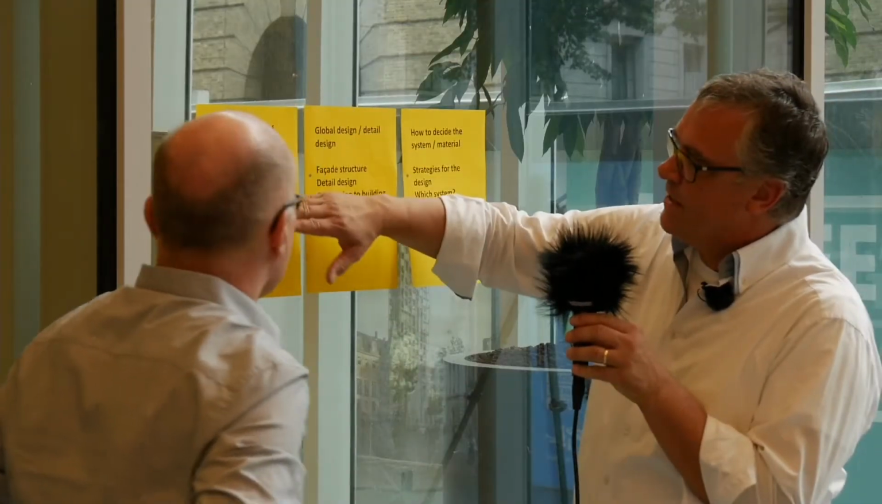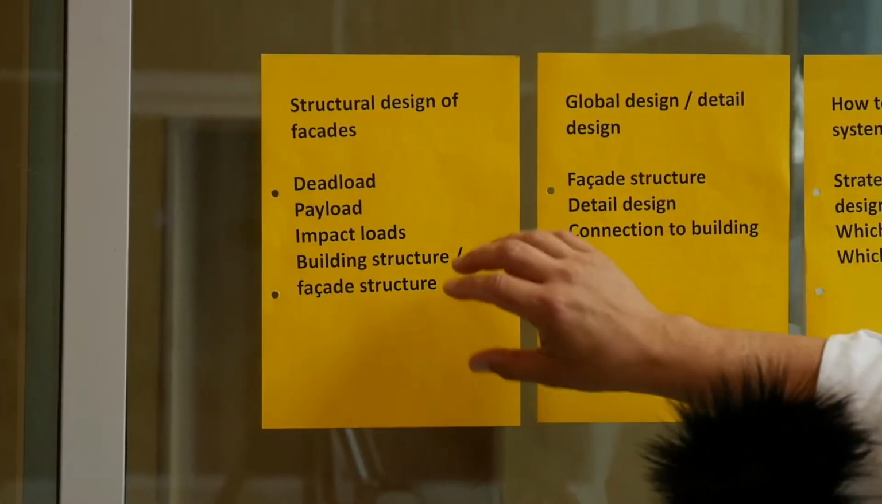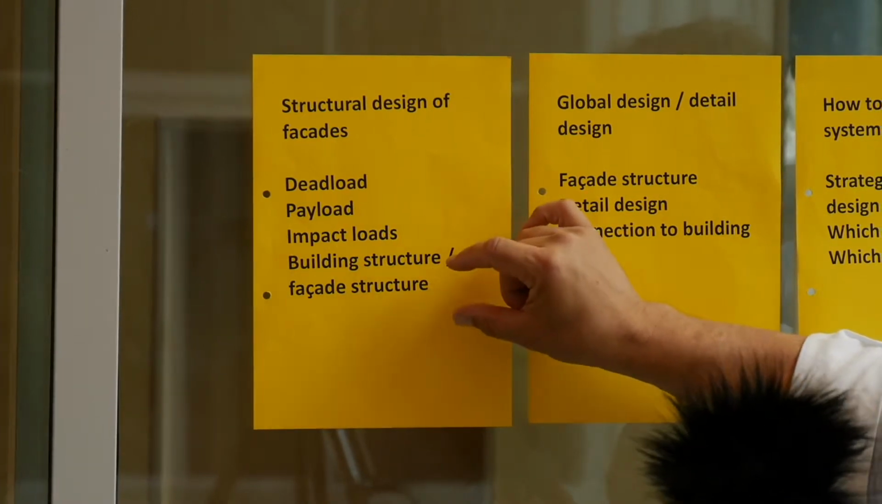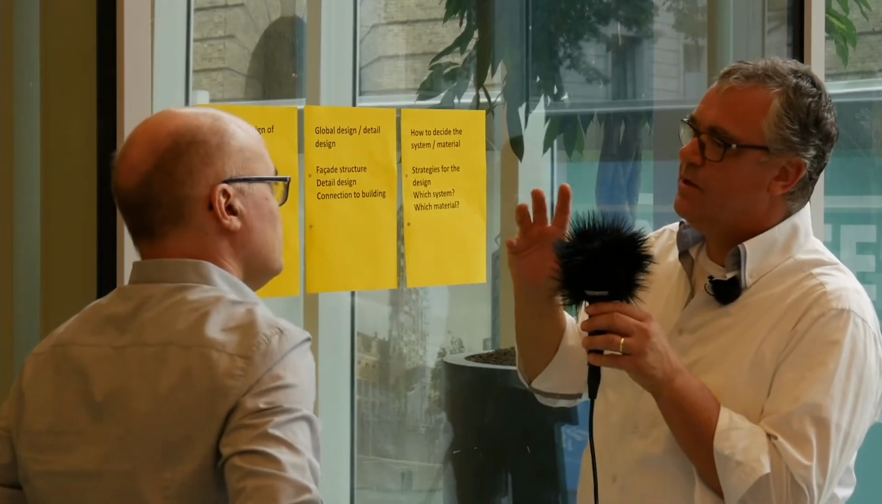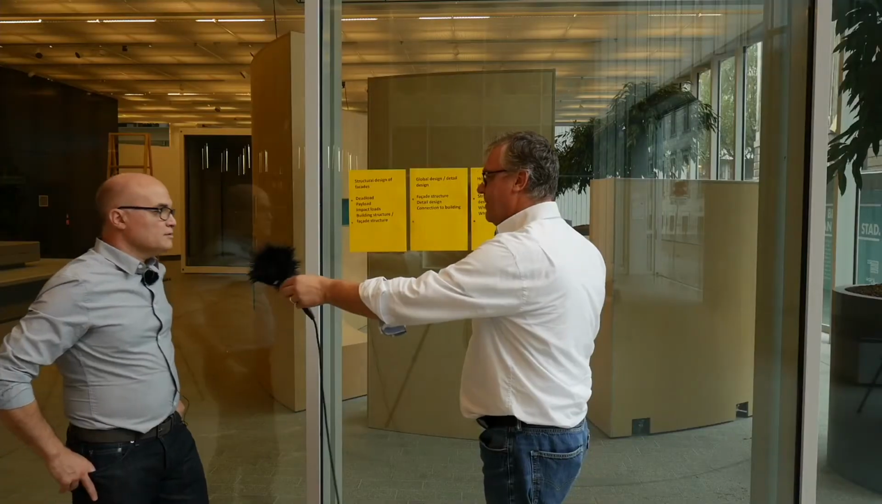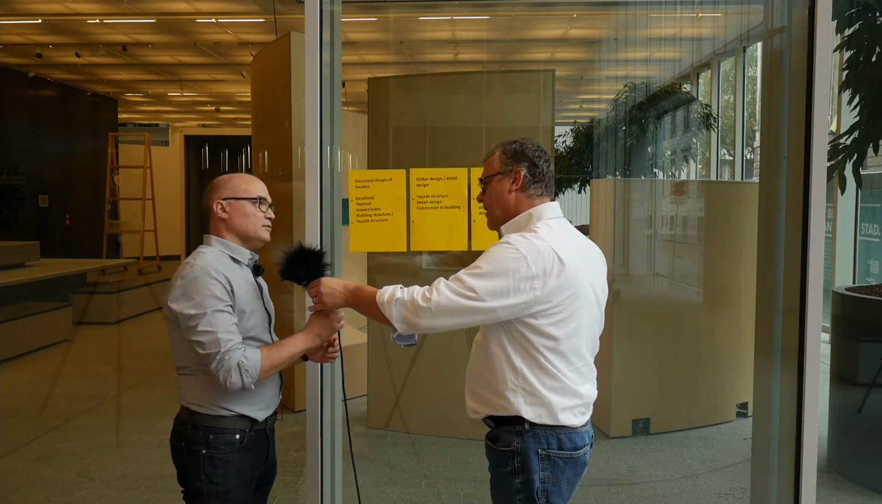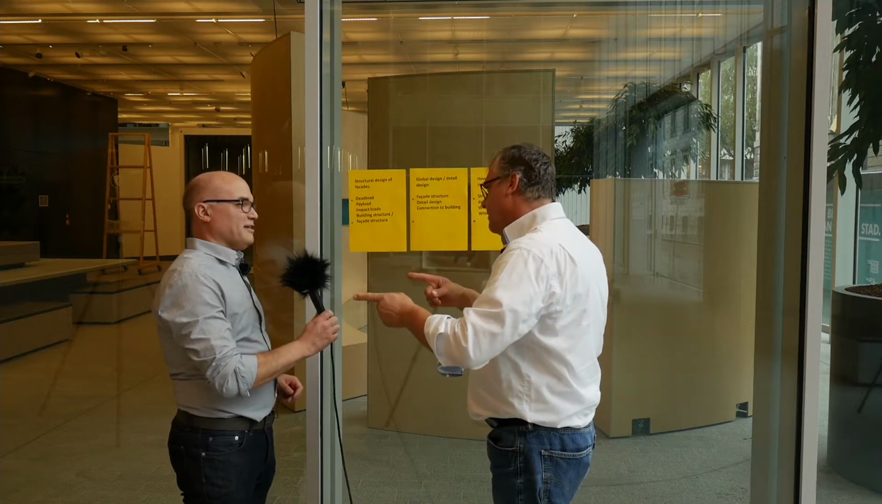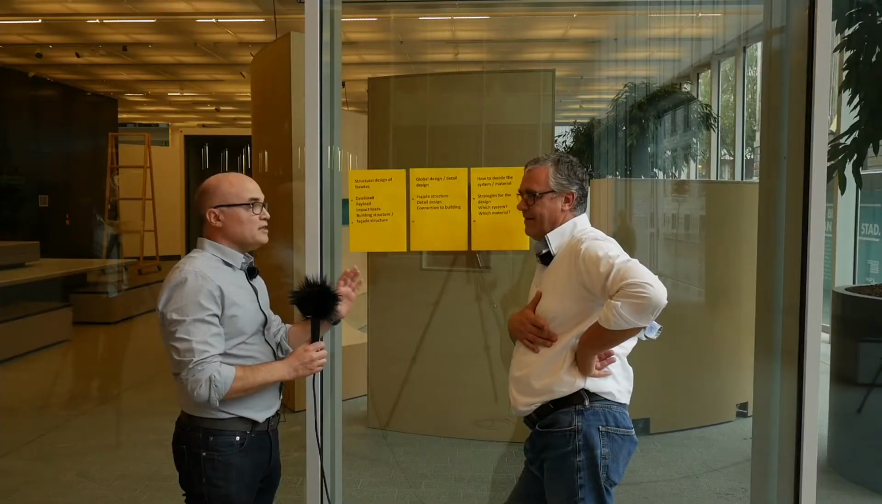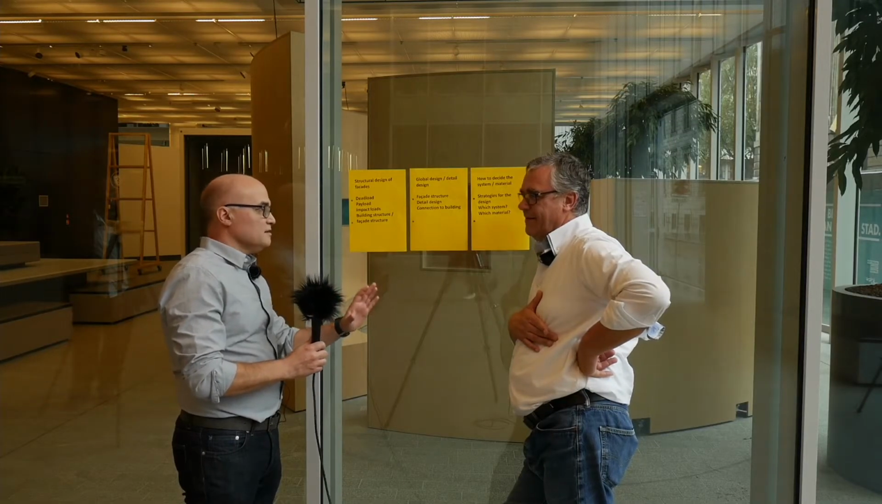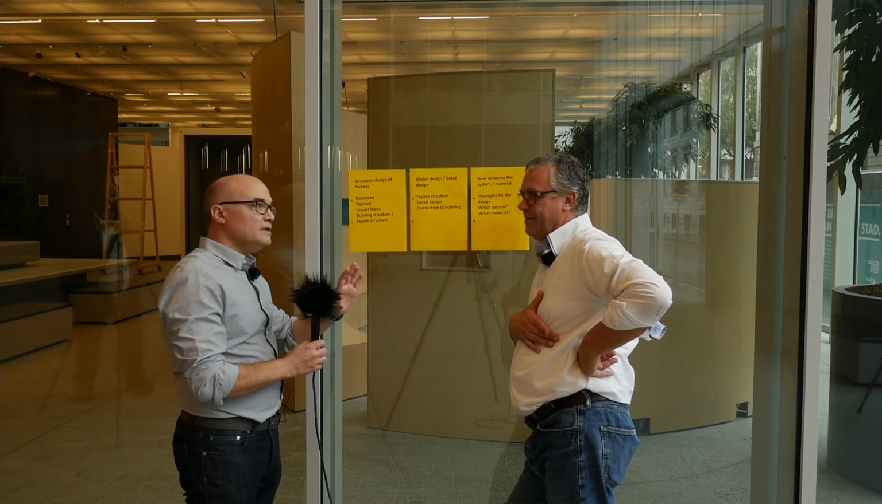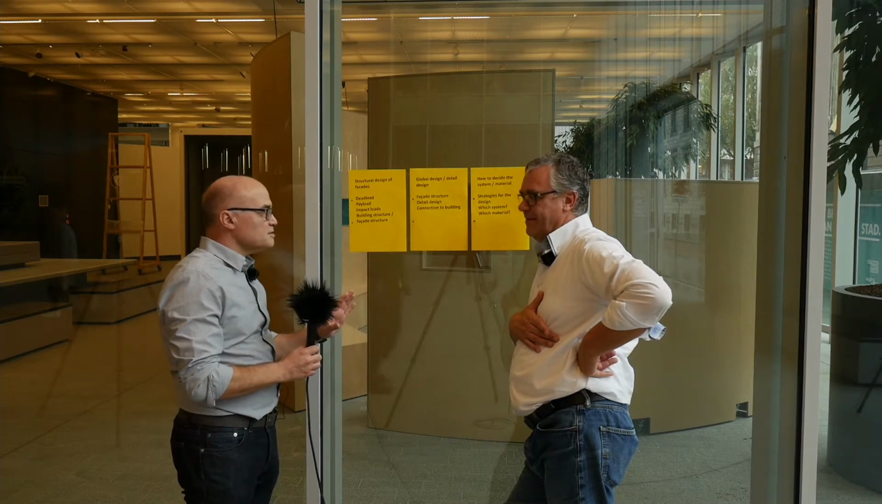Okay, so Mauro, structure design of facades, dead load, payload, impact load, building structure, facade structure. What do you need to know as a structural engineer designing facades? Right, so first of all, you need to know that the principal aim of structural design is to prevent the facade from failing in any way that will injure somebody or will cause some loss of function in the space, for example.